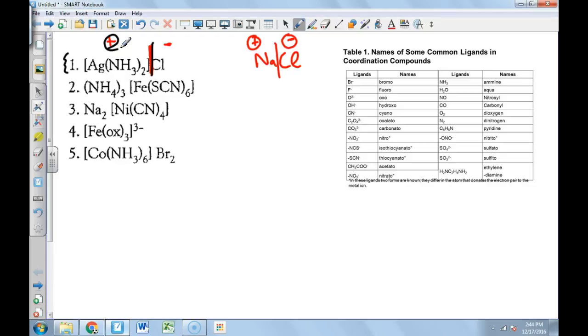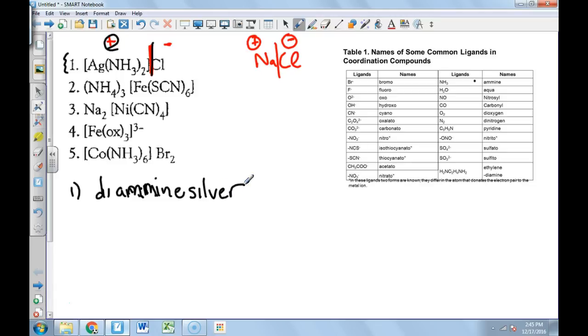When we name the positive side, I always start backwards from where I drew my line here. So for number 1, this is going to be di, because that is 2. And then we're going to look for NH3 on this list. And NH3 is right there, and so that's diamine. Okay, let me make sure that it pops up there. I don't know what the deal is. So that's diamine.